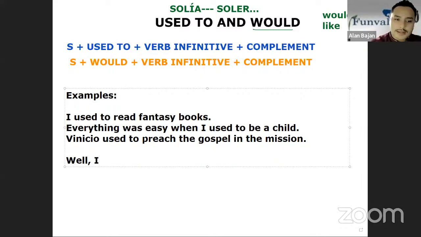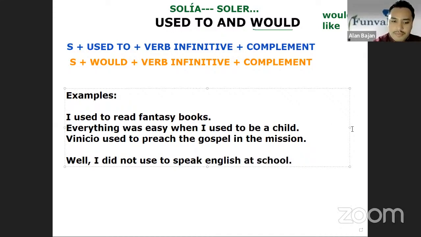Well, I did not use to speak English at school. So negative form, guys, negative form, it's simple. Because used to, as you can see, is in past tense, solía, right? It's describing an action that I did a few years ago, a habit, something that I was accustomed to, right?